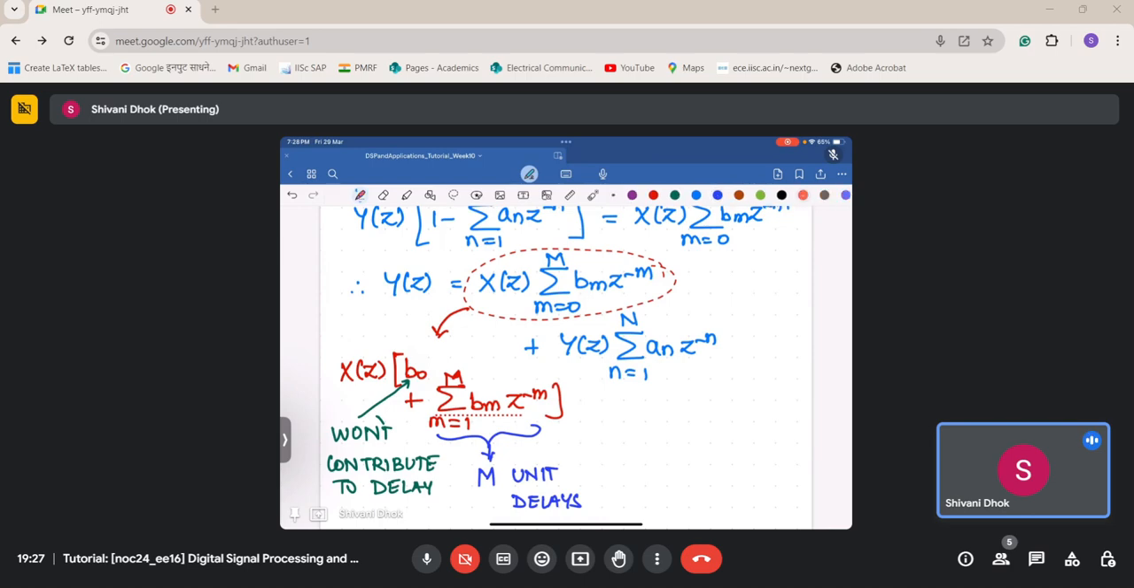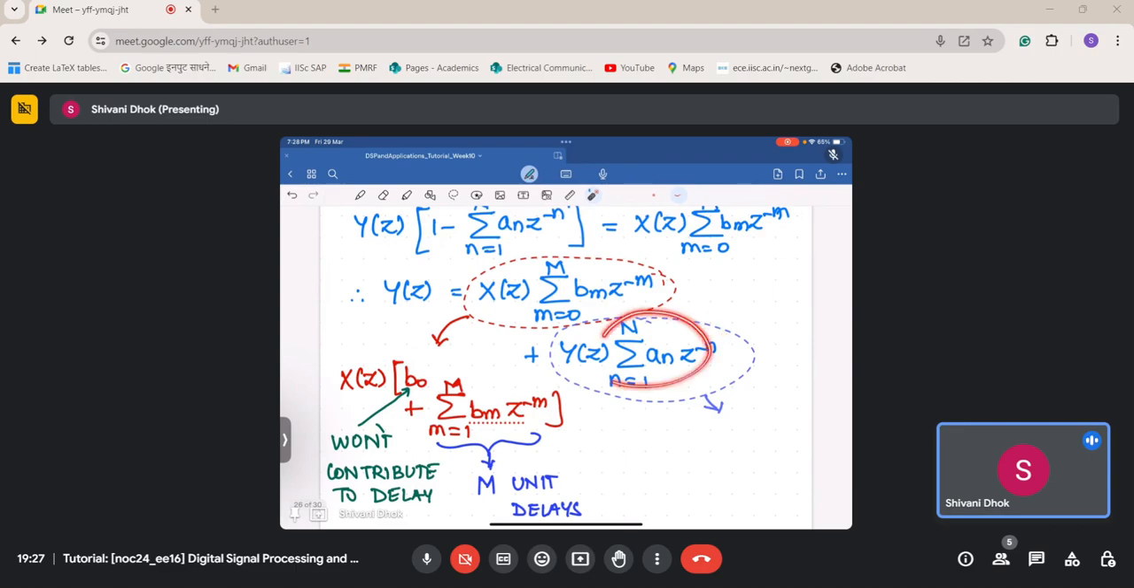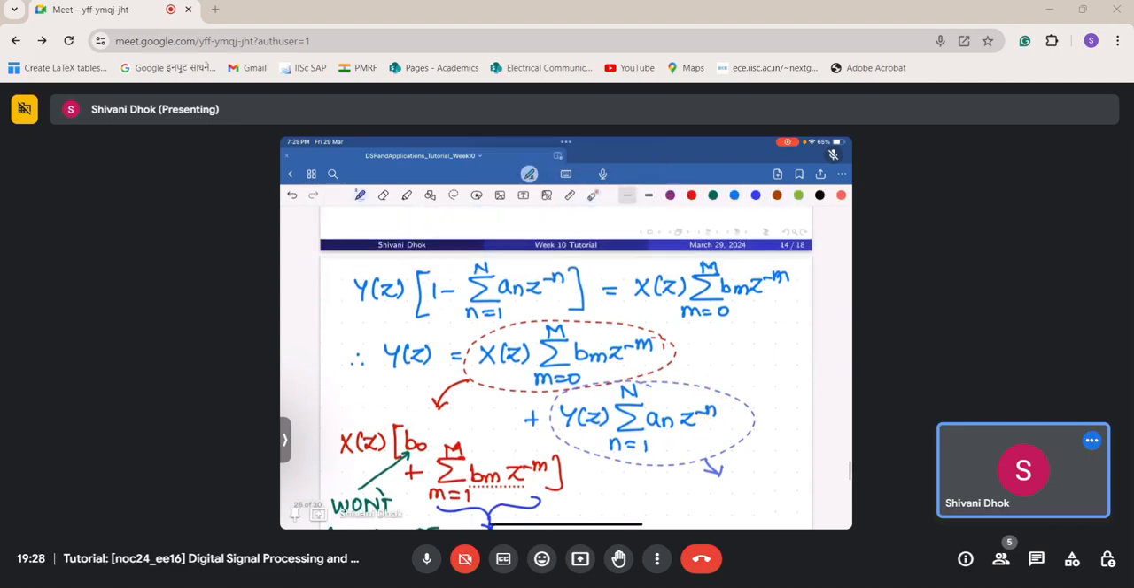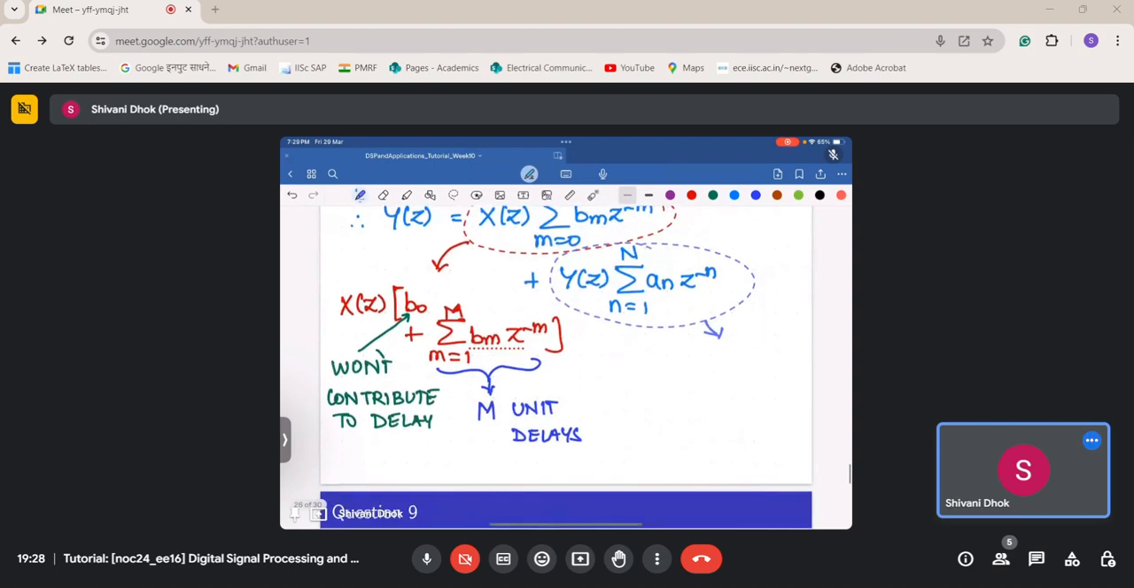Okay, and in similar fashion, this part here, again it is running from n equal to 1 to capital N, which means that there is no scalar thing coming in the picture. That will come when we have z to the power 0, and that term is here. So the delays will be contributed by all the n values which are located here. So in this particular part, N unit delays.